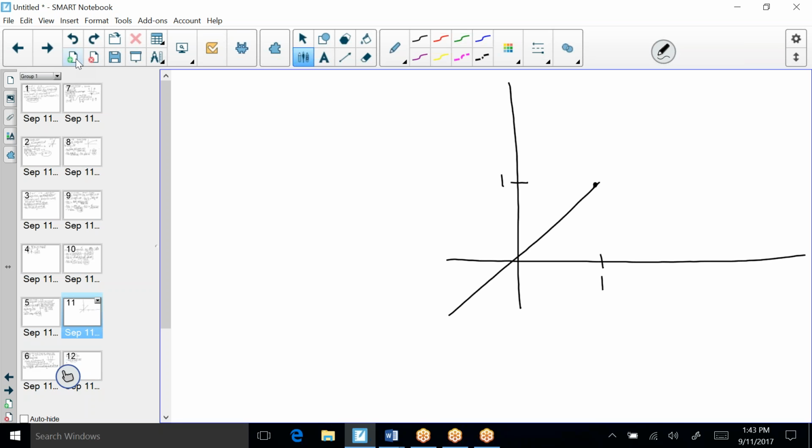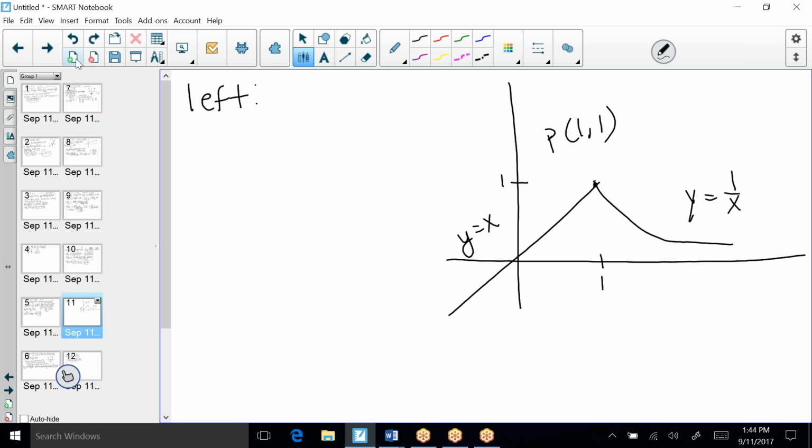So the first part of this line is going to be the function y is equal to x. This point here is going to be (1, 1). And then after 1, our function is going to look like this, and now our function is going to be y is equal to 1 over x. So we have to look at the left and right-hand limits of this function.